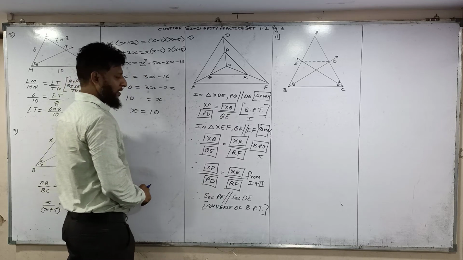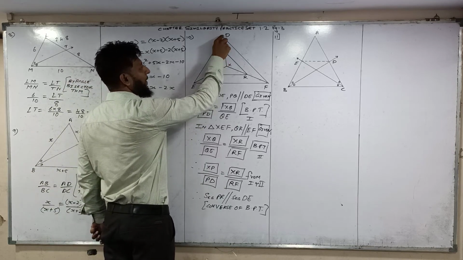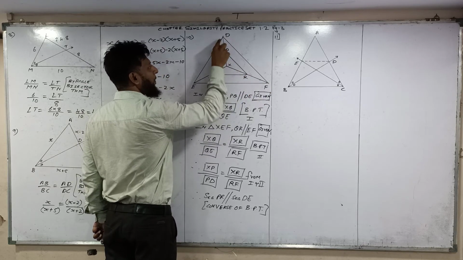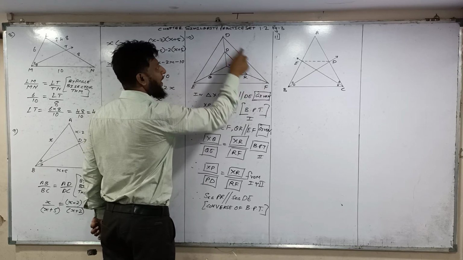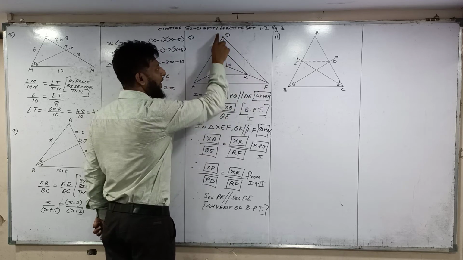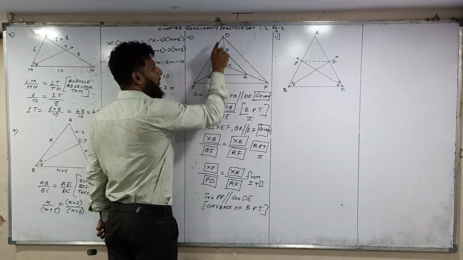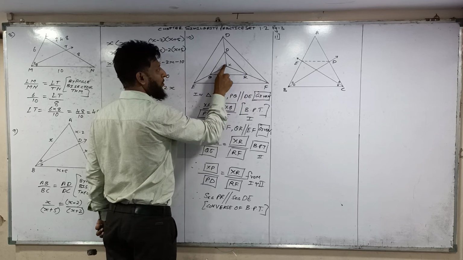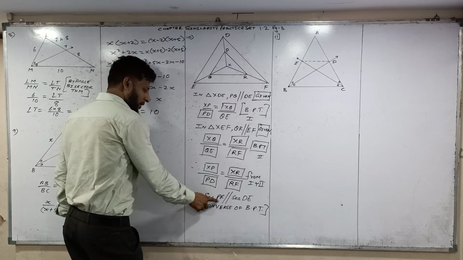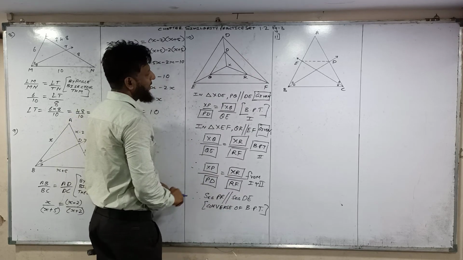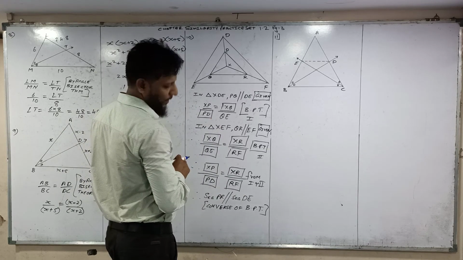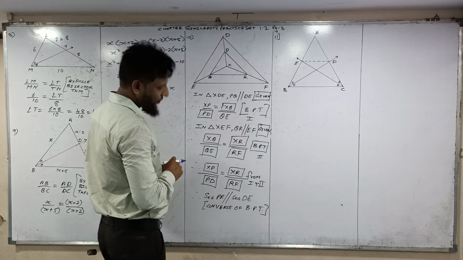So you can observe the diagram. If XP upon PD is equal to XR upon RF, the proportions are equal, in triangle XDF. Therefore, PR is parallel to DF.